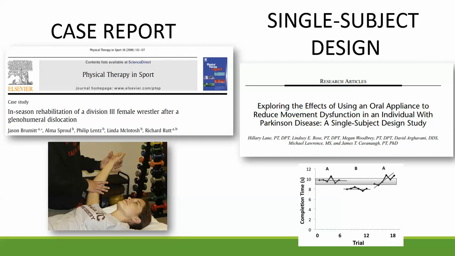On the other hand, for the single subject design, oftentimes it'll say it within the study title, in this case, exploring the effects of using an oral appliance to reduce movement dysfunction in an individual with Parkinson's disease: a single subject design study. And even if the title didn't say something about a single subject design study, you would be able to read the article and determine that, because oftentimes, again, there's that removal of the intervention to see how it impacts the patient. In the case of the case report, there's no removal of the intervention. There is only the intervention strategy employed.